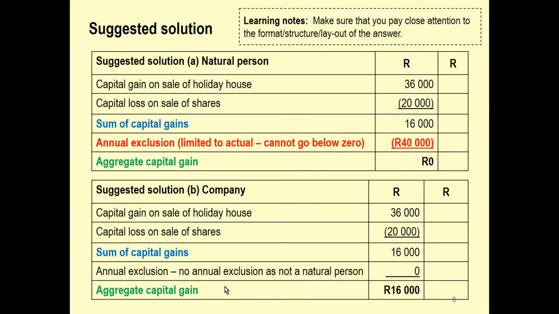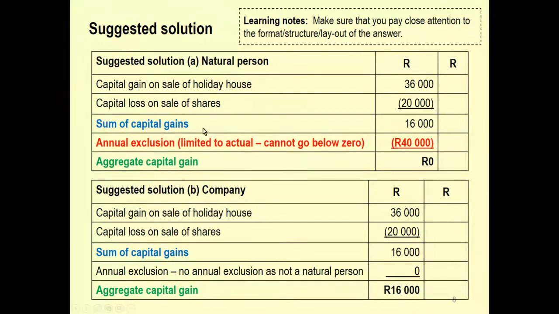The first thing I do is get my sum of capital gains or sum of capital losses. If I have a capital gain of 36,000 Rand and a capital loss of 20,000, then the sum of these two is going to be 16,000 Rand. If I'm dealing with a natural person, then the next step is to apply the annual exclusion. Now, the annual exclusion is 40,000 Rand, right? So that's the standard amount that you get every year.